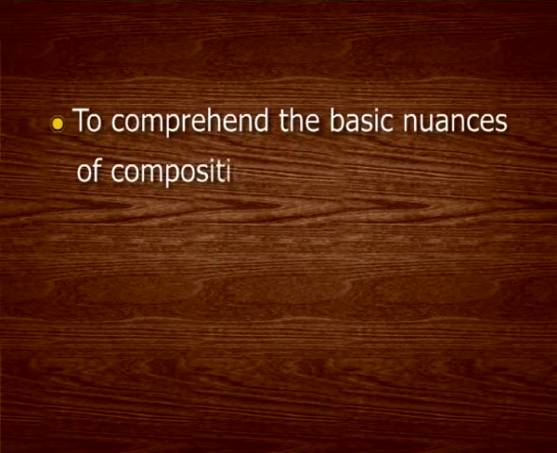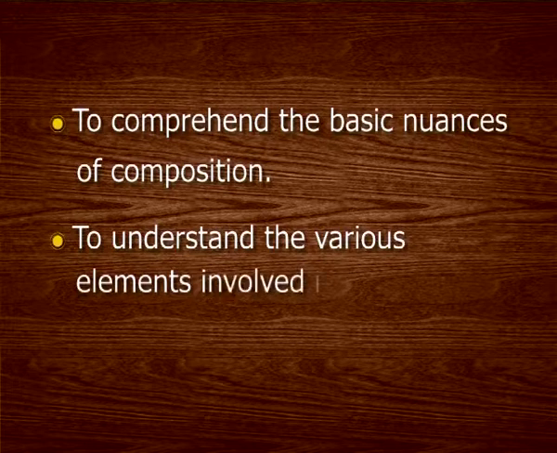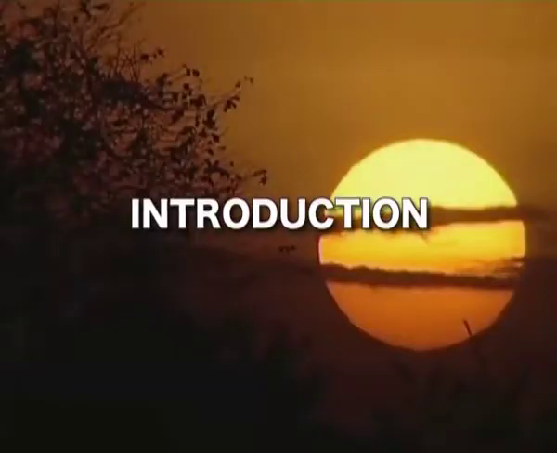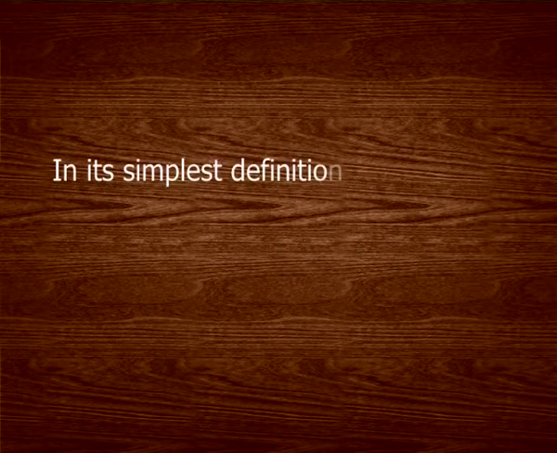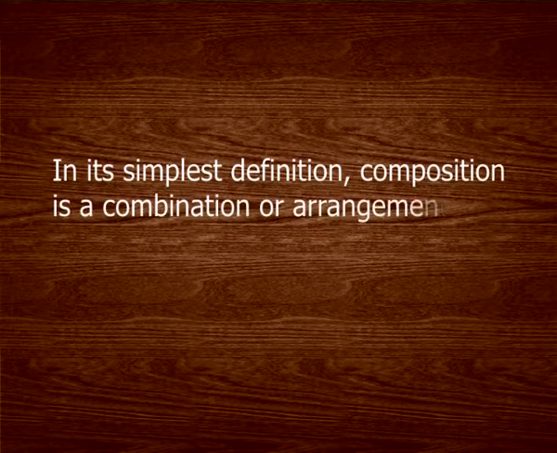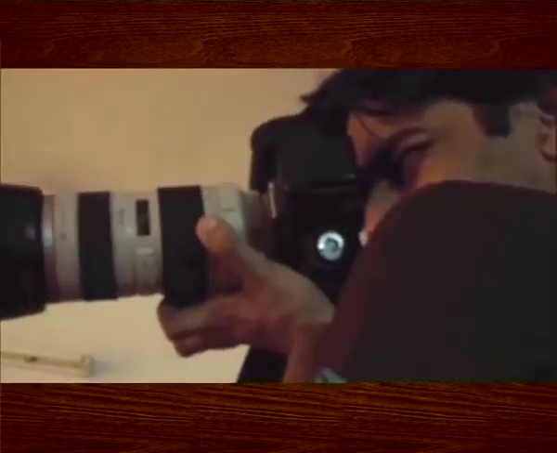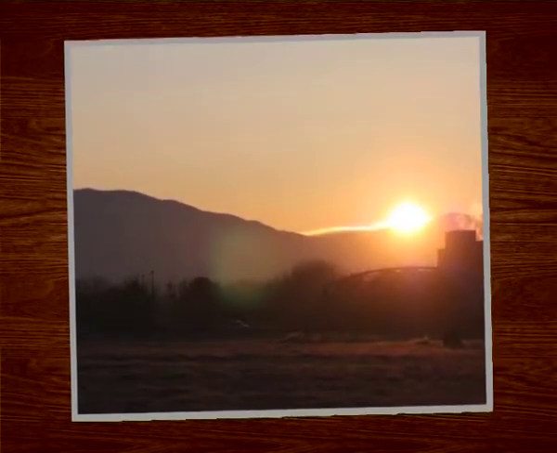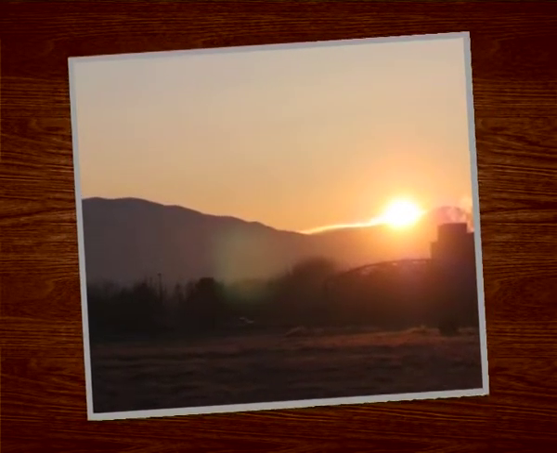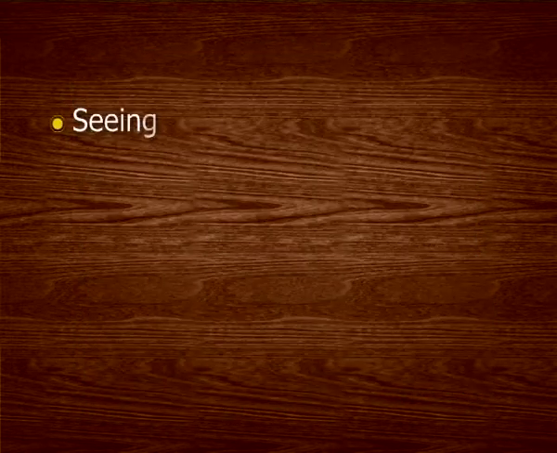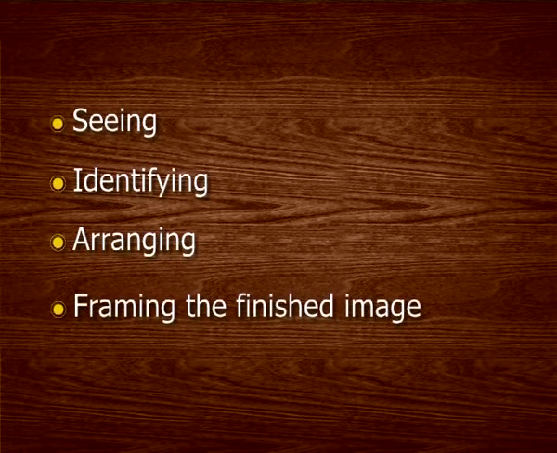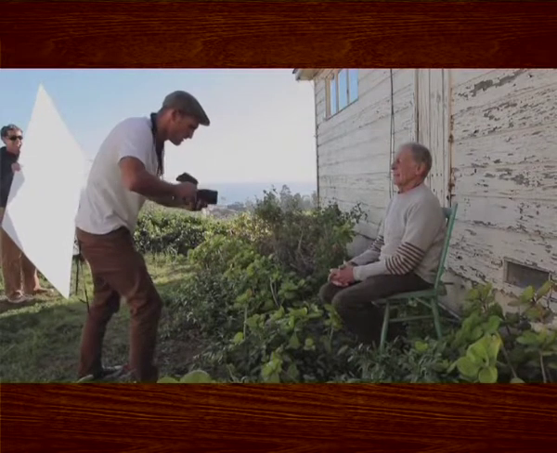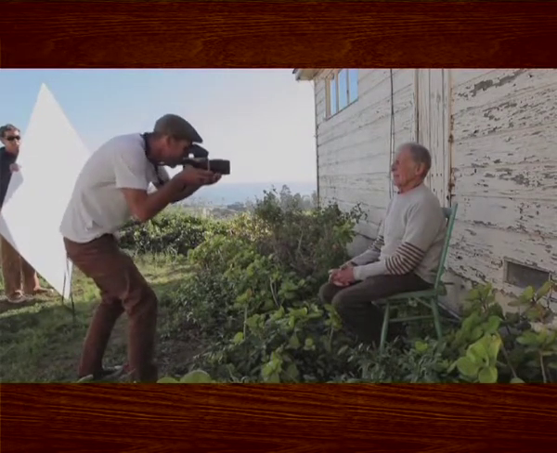To comprehend the basic nuances of composition and to understand the various elements involved in composing. In its simplest definition, composition is a combination or arrangement of elements. A photographic composition is the arrangement of visual elements and as such is the product of a photographer's vision and their skill in seeing, identifying, arranging and framing the finished image. This quality of work is clearly a distinct skill from those necessary to successfully operate a camera or calculate exposure.